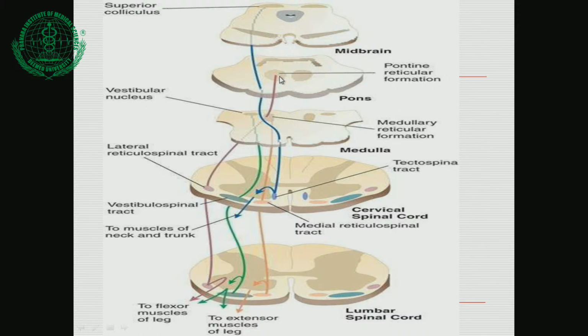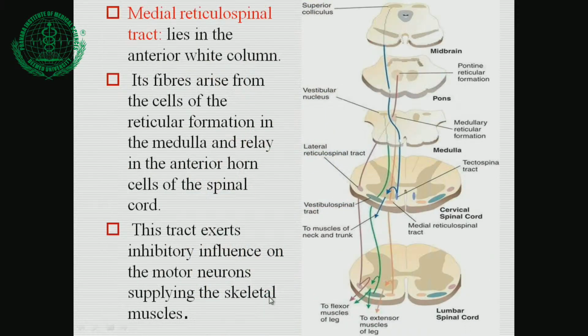This is again the two tracts. This is the lateral reticulospinal tract, and here is the medial reticulospinal tract. This brown colored one is the medial reticulospinal tract, one of the components of the descending reticular pathway. The medial reticulospinal tract lies in the anterior white column. Here is the anterior white column. Here is the lateral white column.